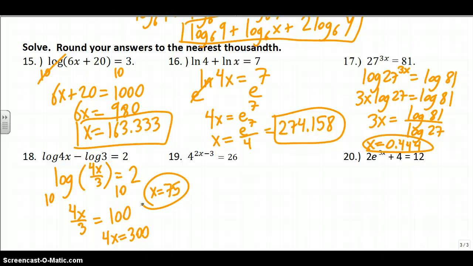Okay. I guess I was thinking how many quarters are in $3. That's what I was thinking of.